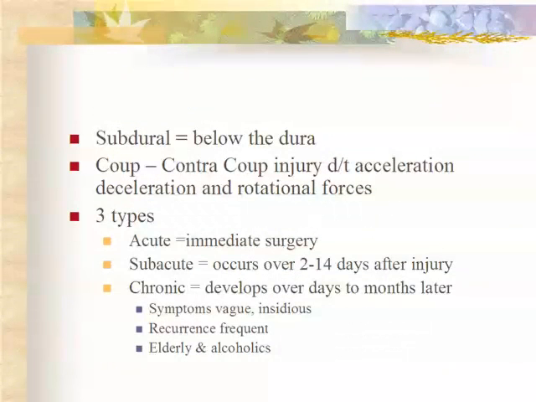Subdural hematoma means it occurs below the dura. You could have a contra-coup injury, which we've talked about, due to acceleration, deceleration, and rotational forces. There are three types. You have your acute, which requires immediate surgery, your subacute, which occurs over 2 to 14 days after the injury, and your chronic, which develops over days to months later. With the chronic, the symptoms are very vague, kind of insidious. They sneak up on you before you realize they're there. Recurrence is frequent and tends to occur mainly with the elderly and or alcoholics.